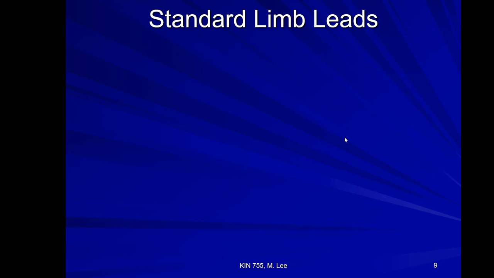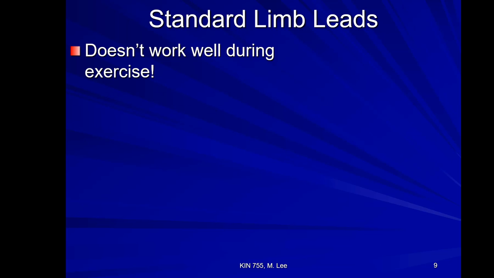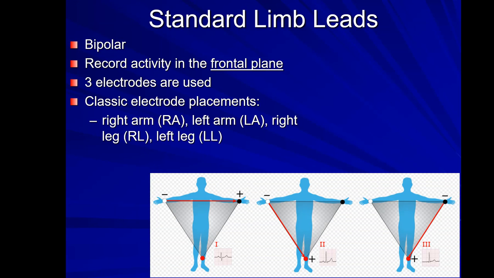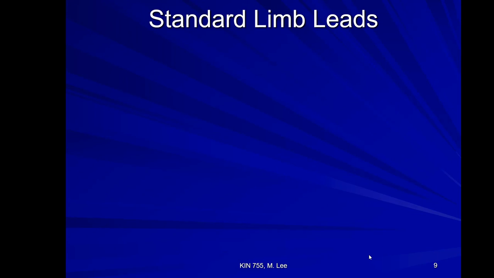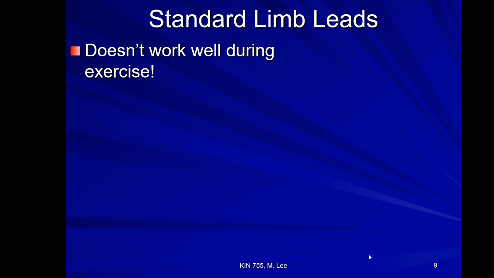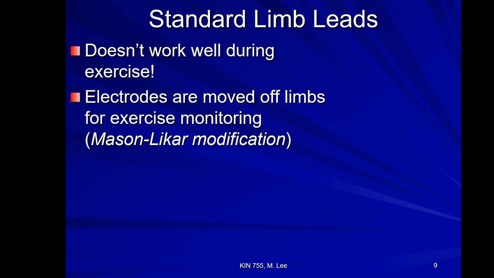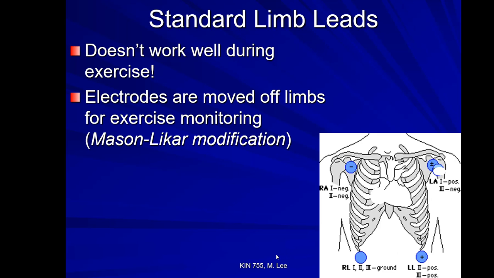There is another thing to discuss here. Looking at these electrode placements, this is not going to work well during exercise, and that's why we're here, because we're talking about the exercise implications of monitoring an EKG. You can imagine if you tried to run or bike with these electrodes on, you're going to get all kinds of movement, which is going to make the recording unreadable. So during exercise, we move the electrodes off the limbs and we put them on the torso so it looks more like this.